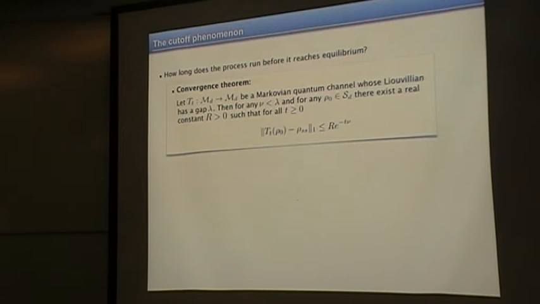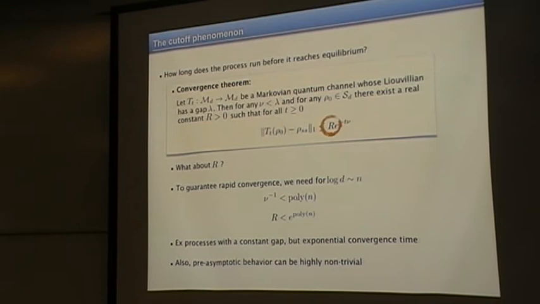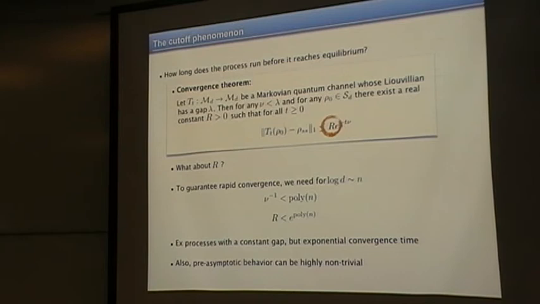But, well, what about this innocent-looking R, this so-called prefactor? People like to sweep it under the carpet, it's just the prefactor. Well, prefactors can be important. Because in order to have rapid convergence to the stationary state, you don't only want the inverse gap to be polynomial in n, so that this term becomes small, but you don't want the prefactor to blow up as well. So R should be smaller than that, because if the prefactor blows up at the same time and the gap becomes small, nothing is happening. It's very unclear what happens. And indeed, there are processes that have a constant gap, but have an exponential convergence time in the system size.